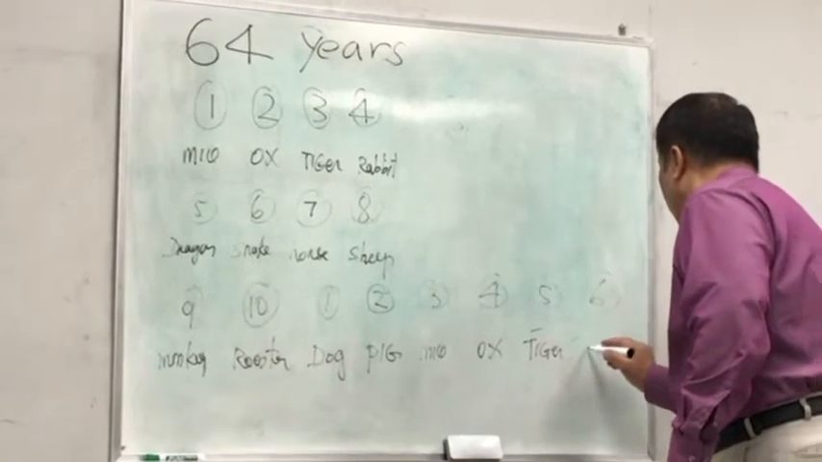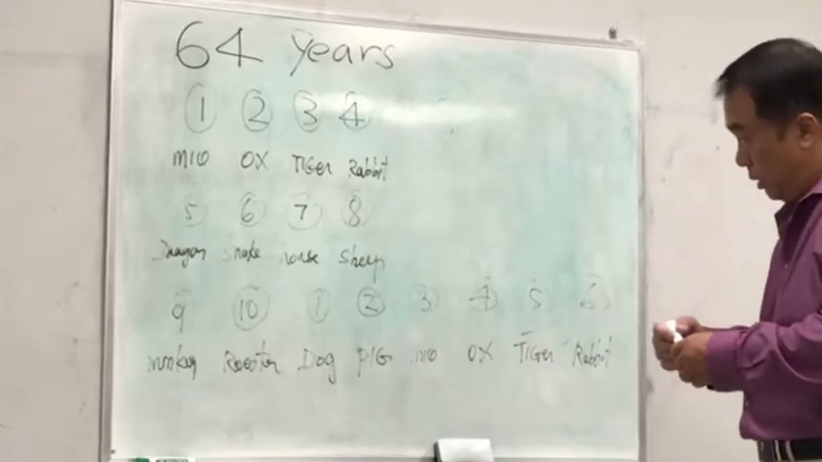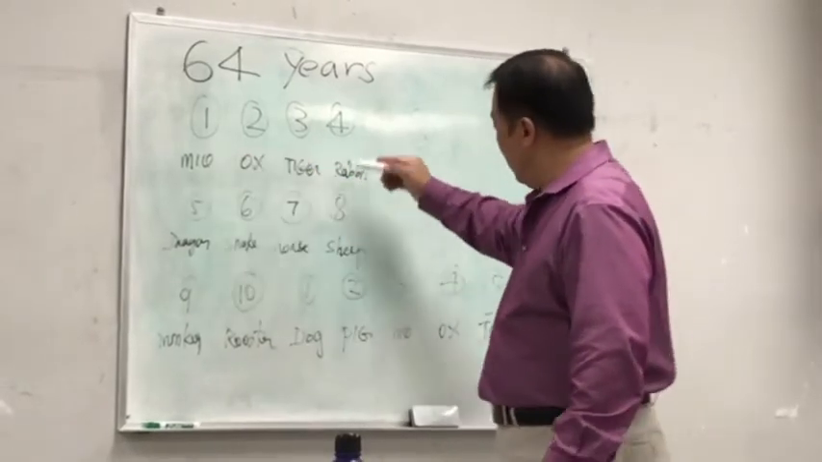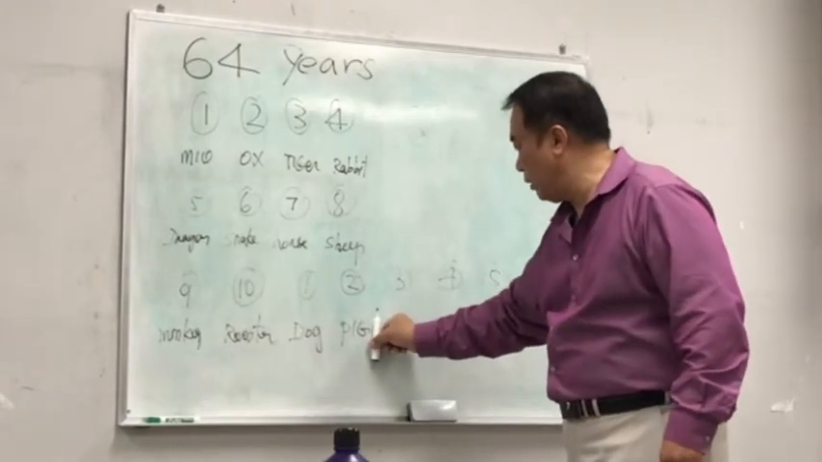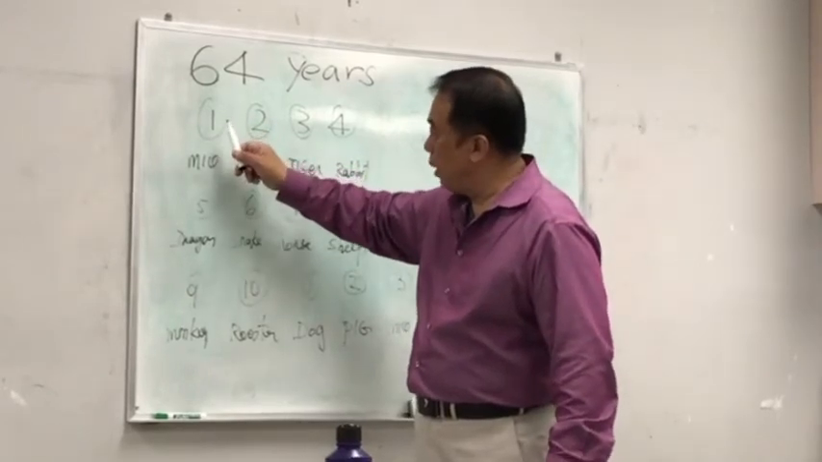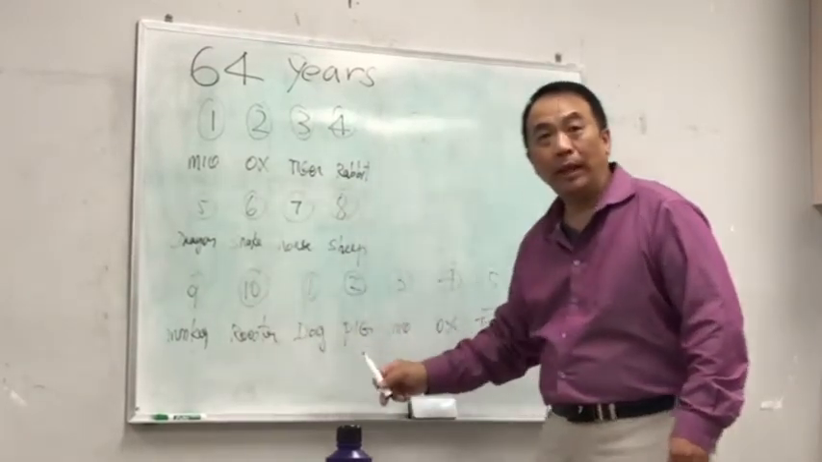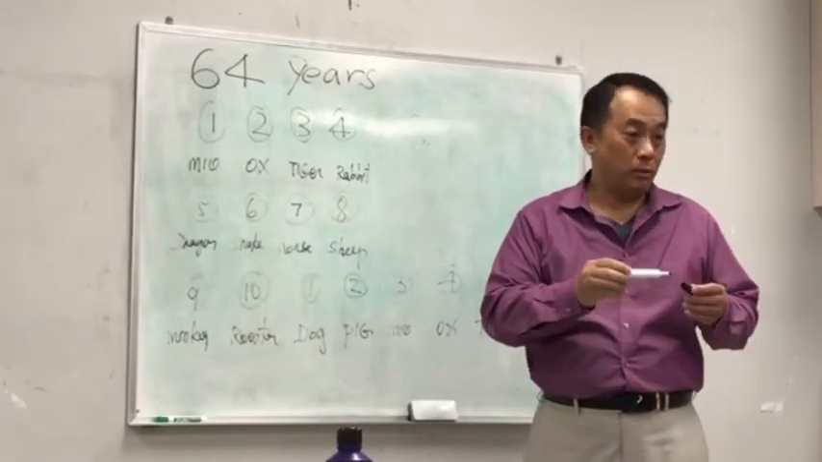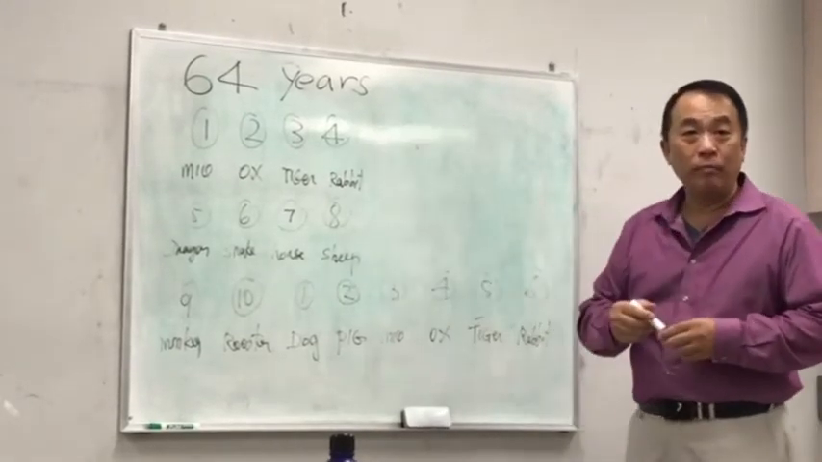Okay? And the rabbit. One, they come to the end by the 10, then you continue the 12 animals, and then the cycle. Once the number 1 has been matched with each animal and come to the end, it is exactly 64 years. 64 is one cycle, okay? So that's how they calculate.